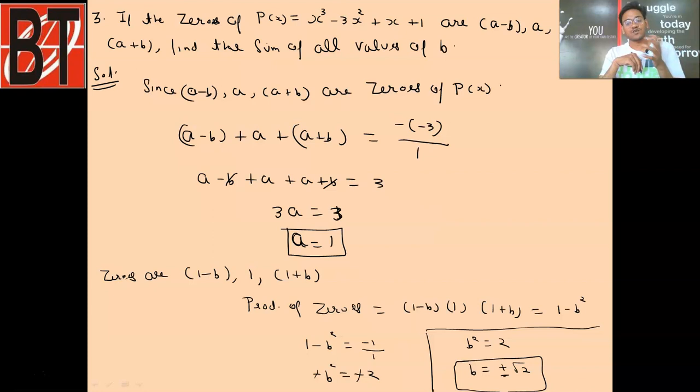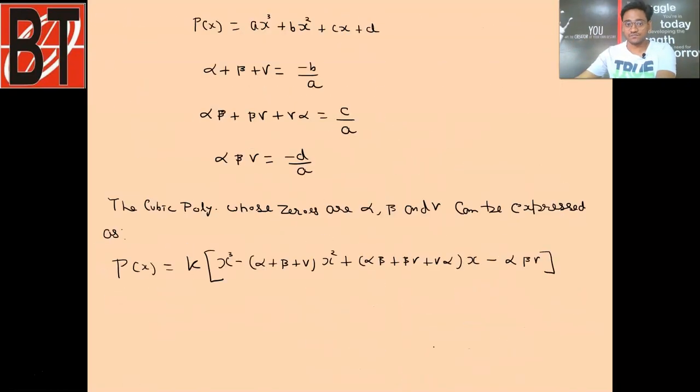Okay students, so what will be the sum of these two values? Just tell me the sum of these two values. Obviously 0. b is equal to plus minus √2, so the required answer: sum of values of b is √2 plus minus √2, so the answer is 0. Clear, everyone? I hope now it's simple for you. Now let's have more questions.